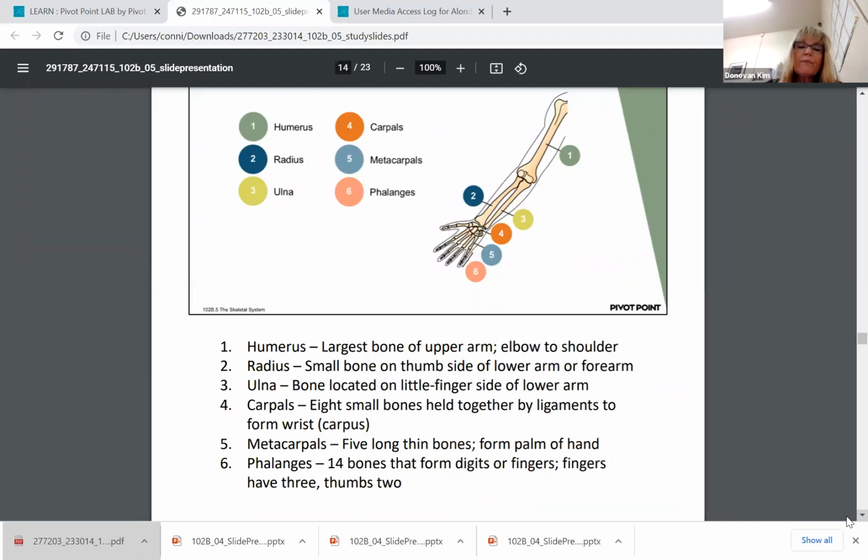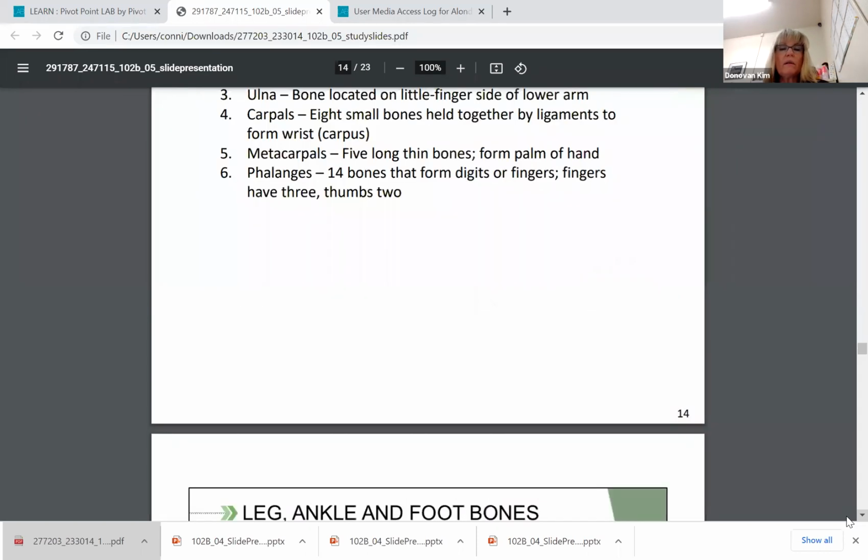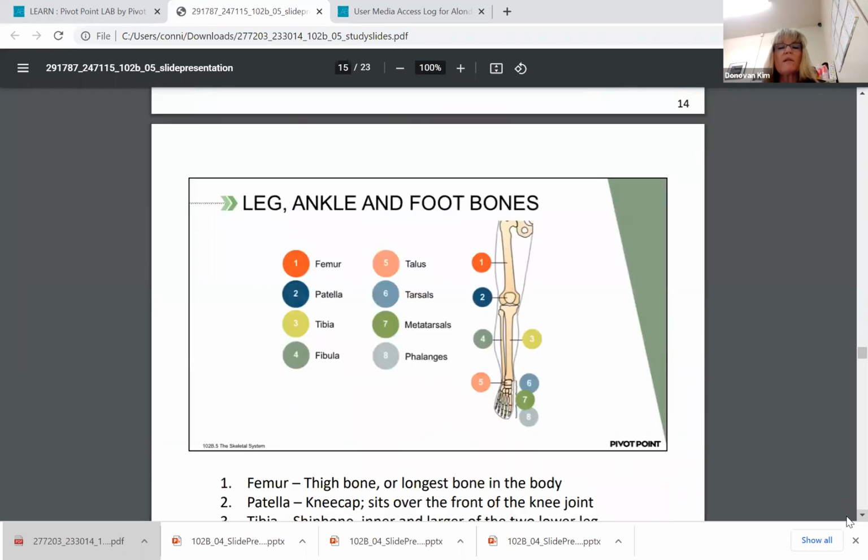3 in each finger, 2 in each thumb, for a total of how many? So that's 3, 6, 9, 12, 14. 14 in your hand. Okay. Yeah, your humerus. Not very funny when you hit that, huh? I don't know how they came up with that funny bone, I guess because that's what it's called.